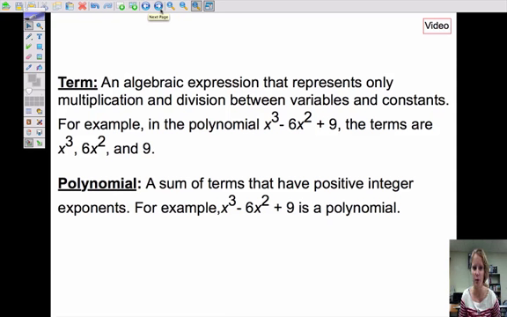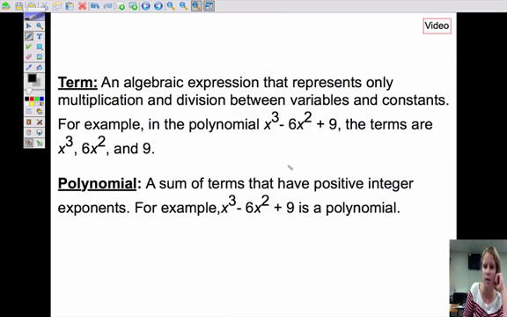Let's first talk about a term. A term is, book definition, and you'll pause this to get the definition down, an algebraic expression that represents only multiplication and division between variables and constants. For example, this x cubed is a term, 6x squared is a term, and 9 is a term. Okay? Terms are separated by either negatives or minuses or pluses, basically. Addition or subtraction separates the terms. So the terms here are x cubed, 6x squared, and 9 are the different terms.